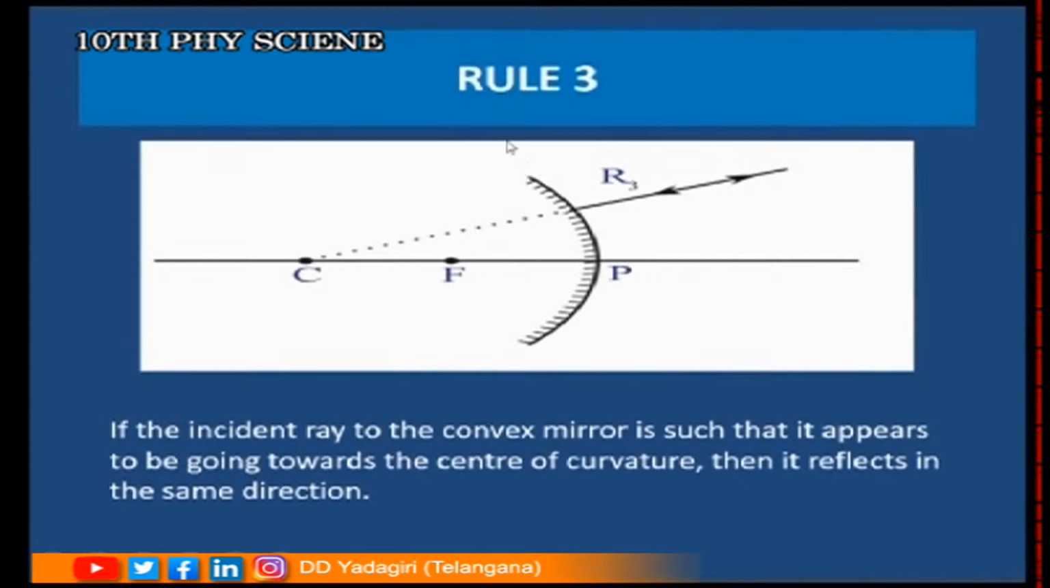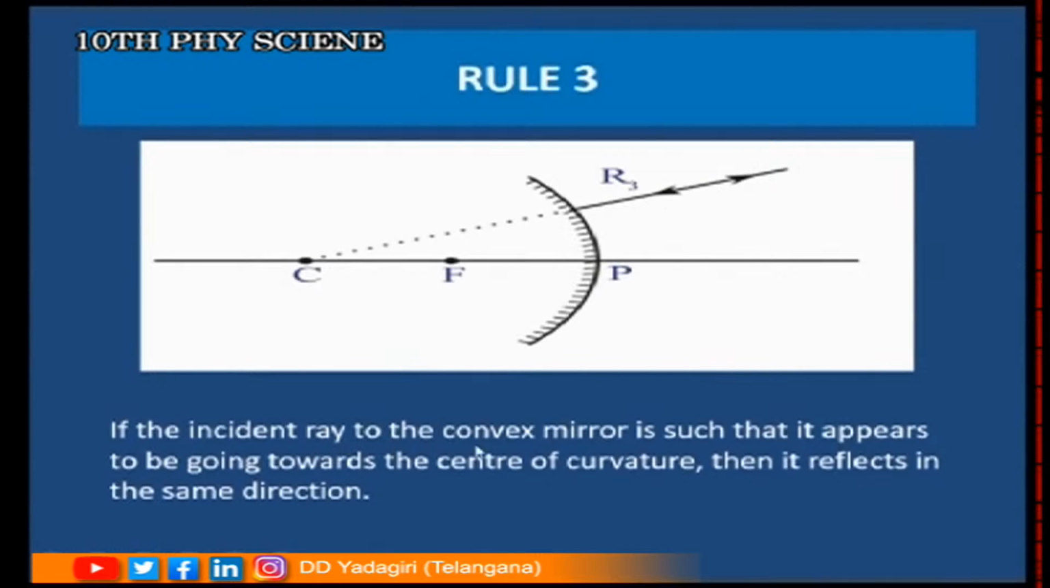The next rule, rule number 3: if the incident ray to the convex mirror is such that it appears to be going towards the center of curvature, then it reflects in the same direction. The same rule as the concave mirror, children. The only thing is that we have to use the words "appears to." If the direction of the incident ray is such that it appears to be going towards the center of curvature, then it retraces its path, or the reflected ray goes back in the same way as the incident ray.